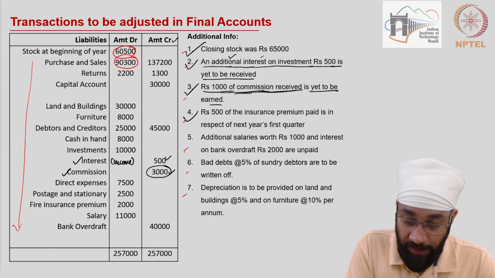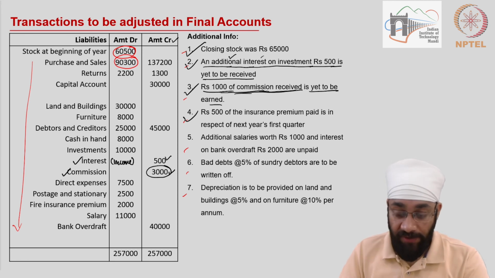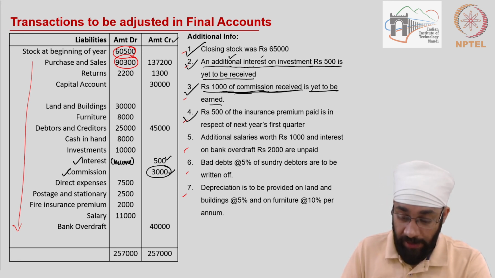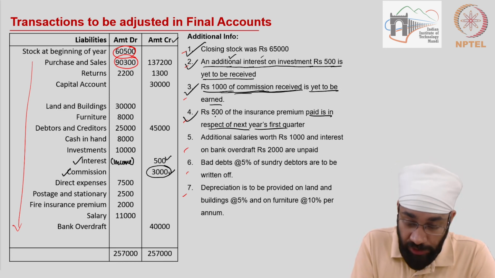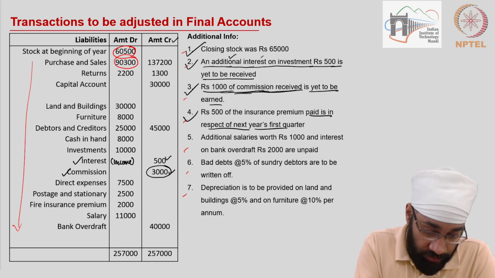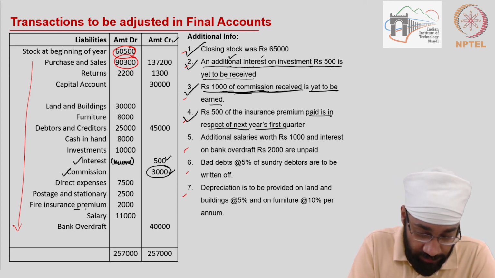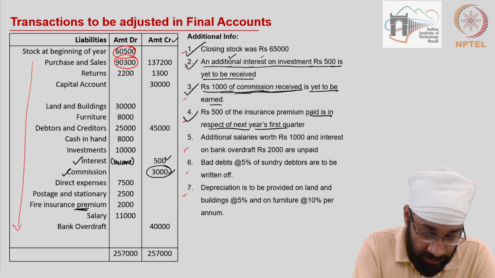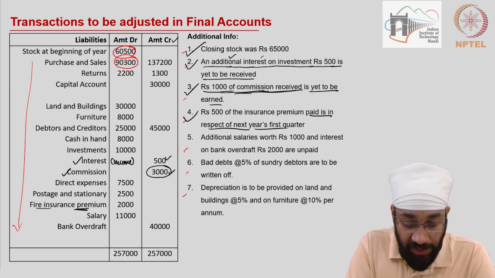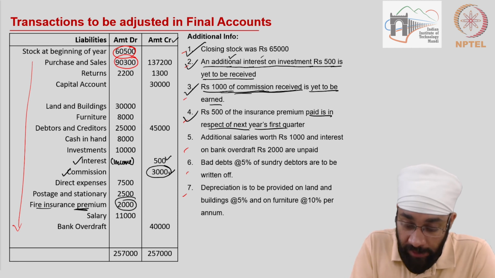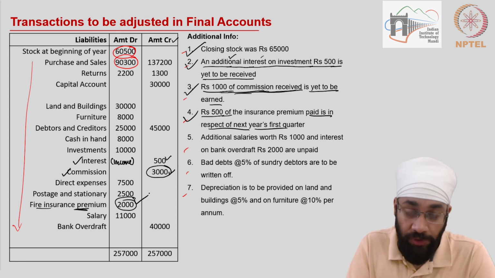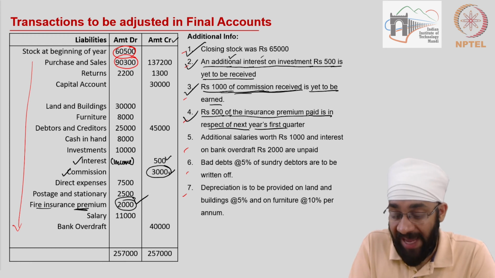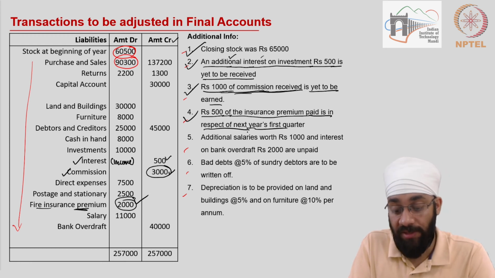Okay, next up we have rupees 500 insurance premium paid in respect of the next year's first quarter. Okay, so the insurance premium, let me look for insurance premium. Fire insurance premium, is there any other premium? No. So fire insurance premium 2000, and it says rupees 500 of this amount. So out of 2000, rupees 500 has been paid for the next year.